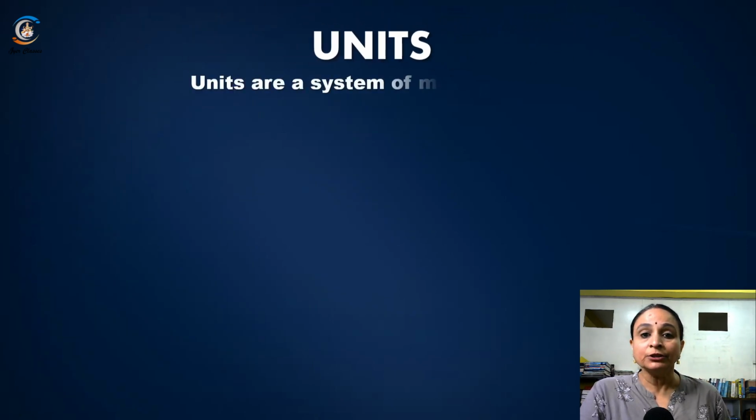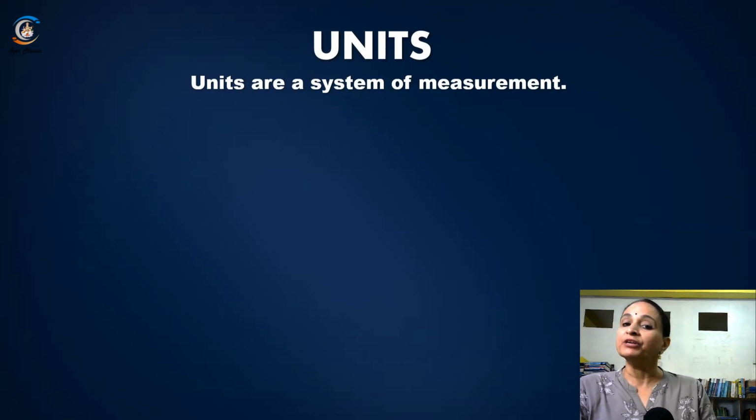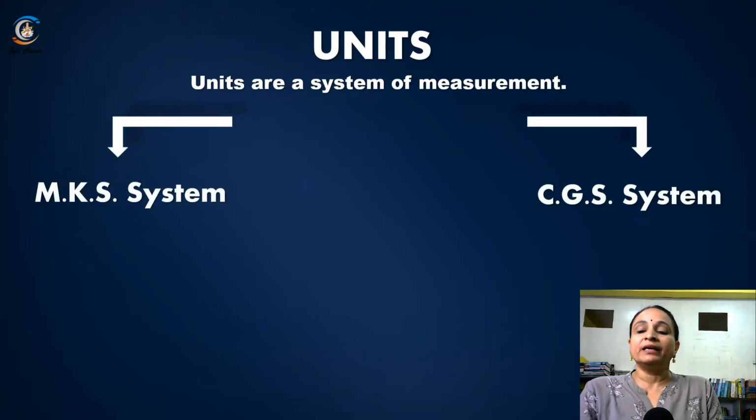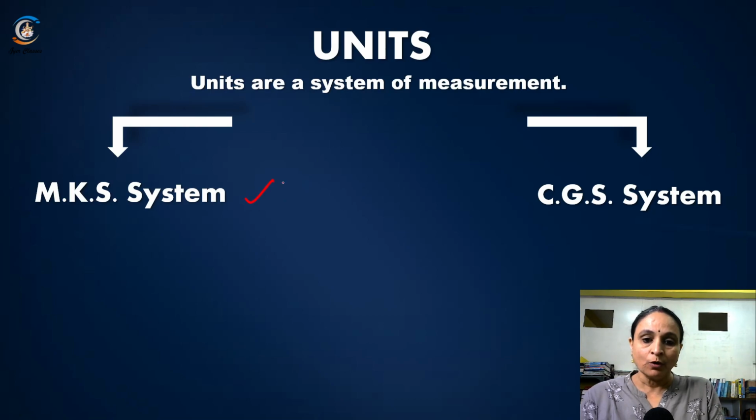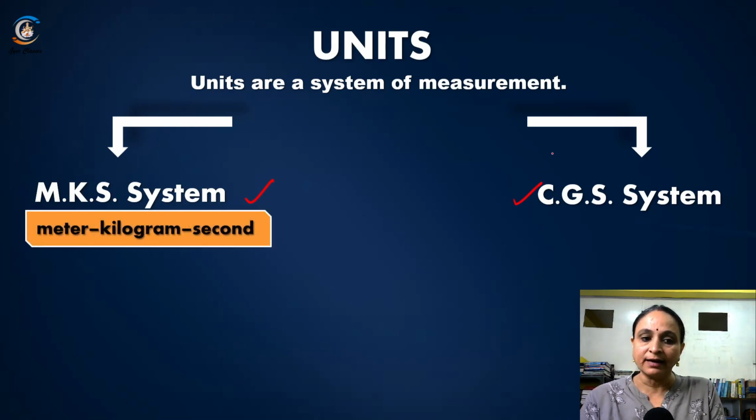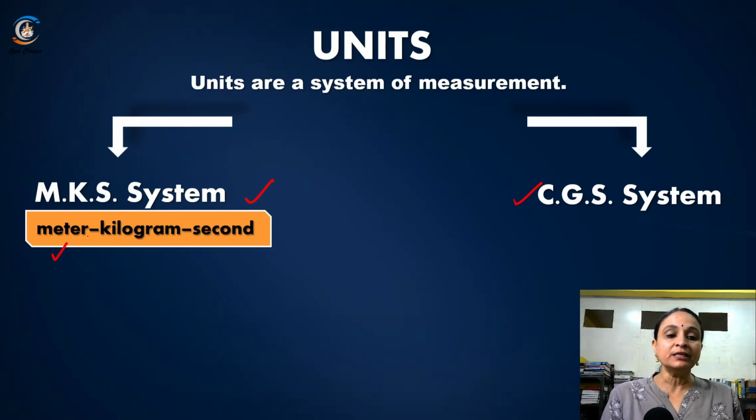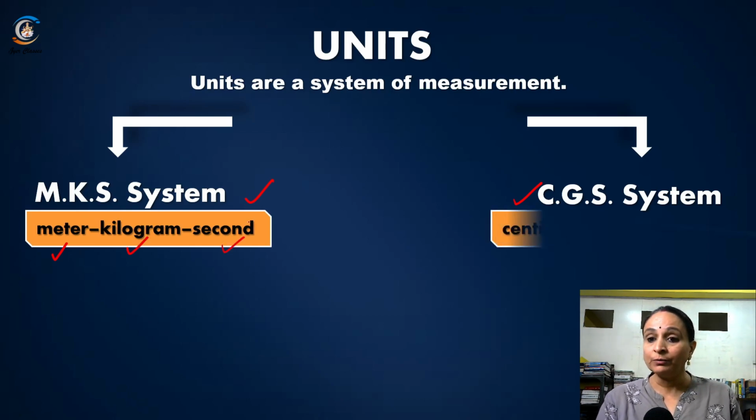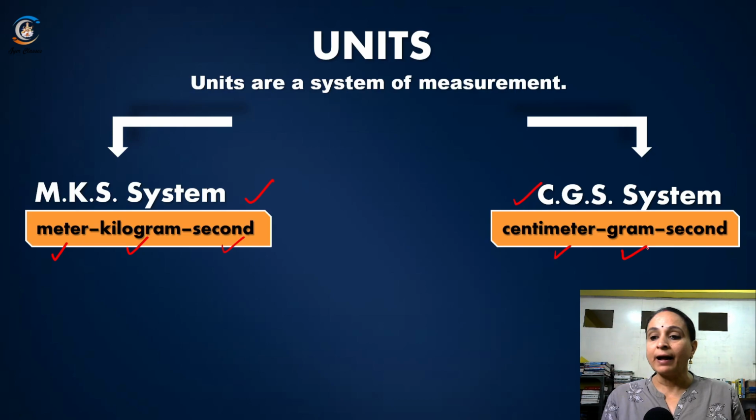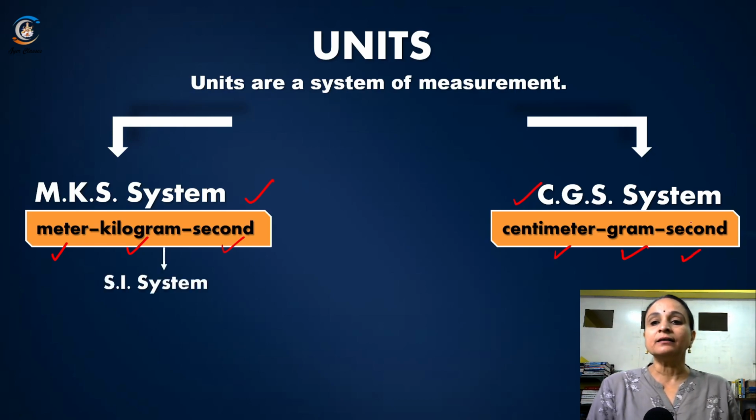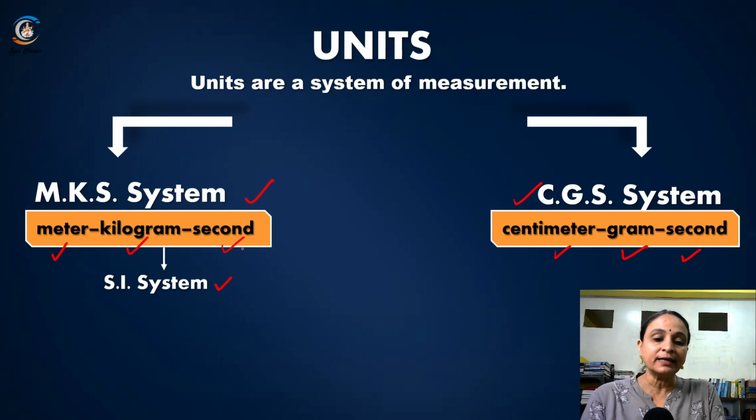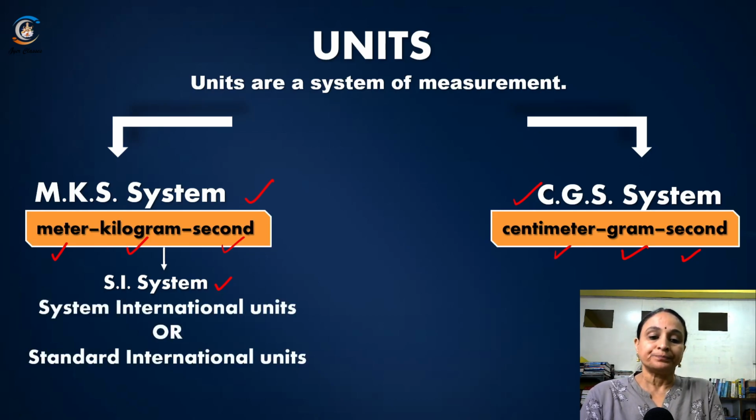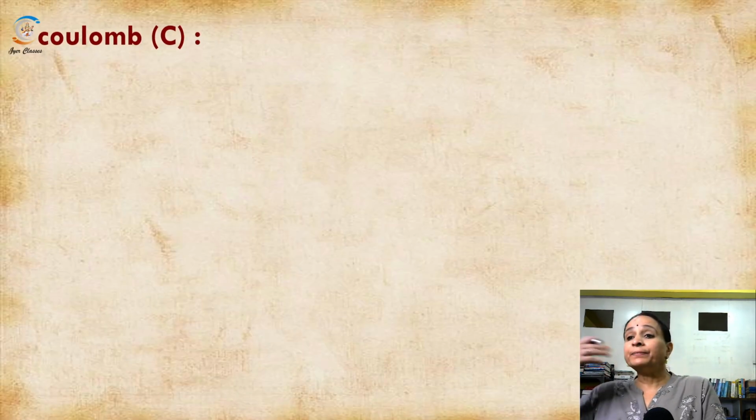Now let us talk about units. Units are systems of measurement. In the earlier days, it was either the MKS system or the CGS system. We have learned this in earlier classes. MKS, what does MKS mean? It is meter, kilogram and second. And CGS is centimeter, gram and second. Now there is a system of units which is accepted the world over, and this is called the standard international unit system.